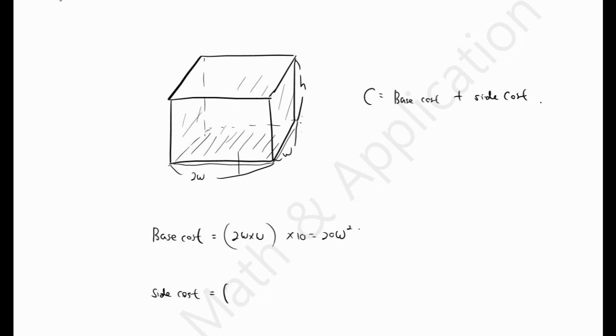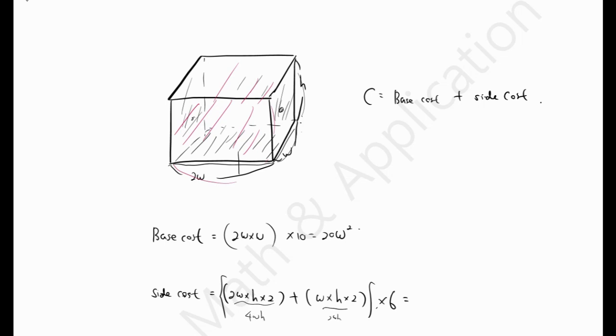The side cost: the sides are the front side and back side. The front and back side area is 2w multiplied by h, multiplied by 2, plus the right side and left side area, which is w multiplied by h, multiplied by 2, and the cost per area is $6. So this is 4wh plus 2wh, which gives 36wh. The total cost is 20w squared plus 36wh. This is the answer for this question.